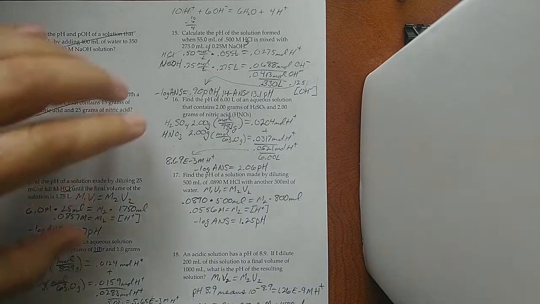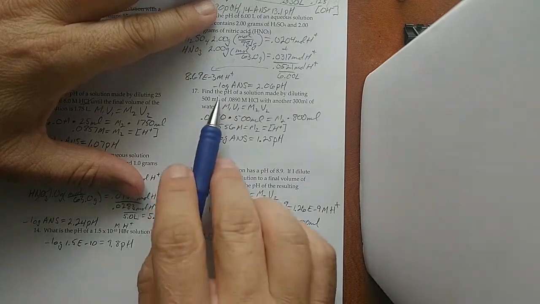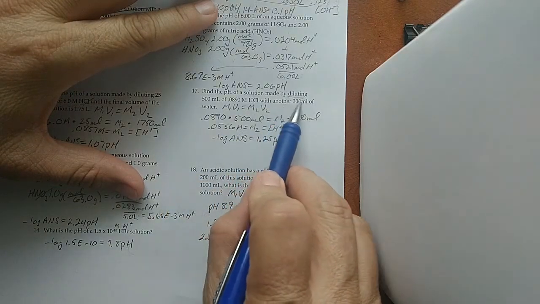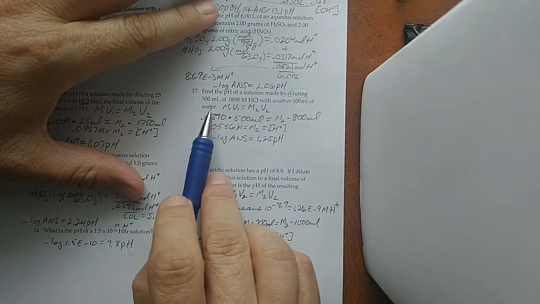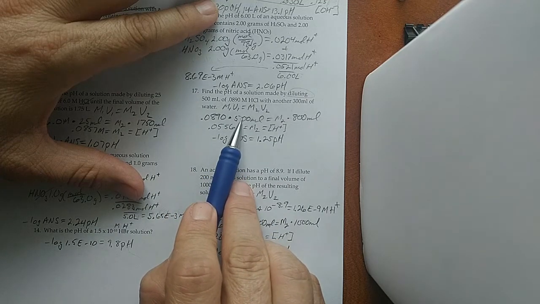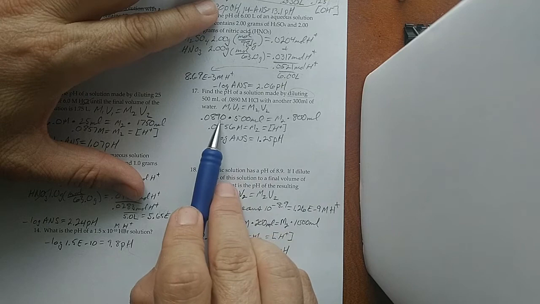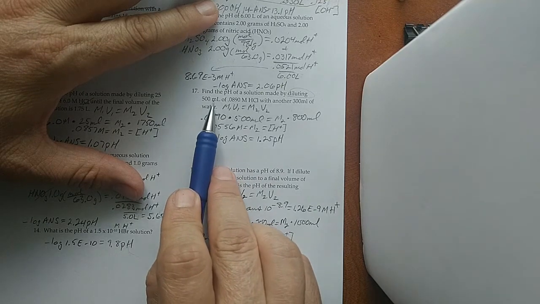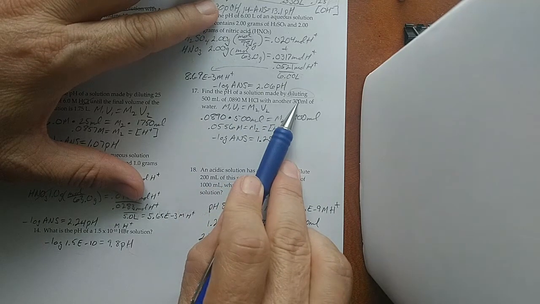On 17, we need pH again, and it even says diluting. Big clue. It gives me milliliters to start. There's my milliliters to start, my first volume, and my beginning molarity. And my final volume is the milliliters plus the milliliters. So don't just put 300.